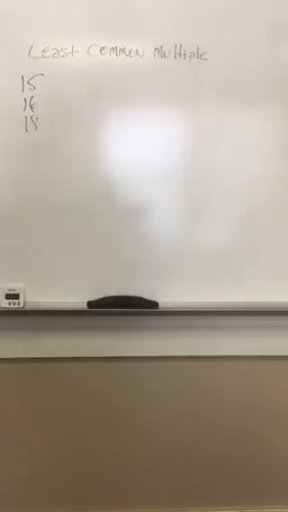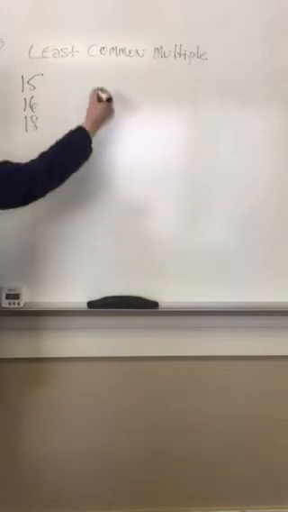This problem is problem number 6 on test 10 form A of the pre-algebra. And we're asked to find the least common multiple of these three numbers, 15, 16, and 18. The first step in finding the least common multiple and the greatest common factor is to factor each one of the numbers. So let's do that.